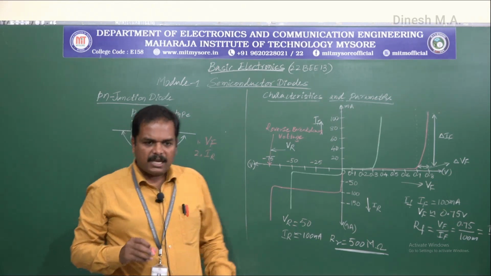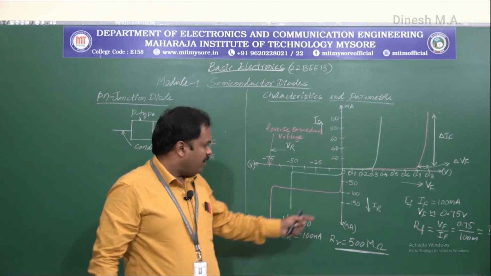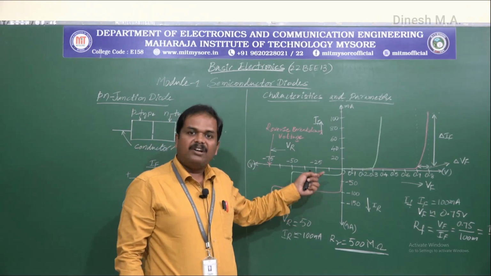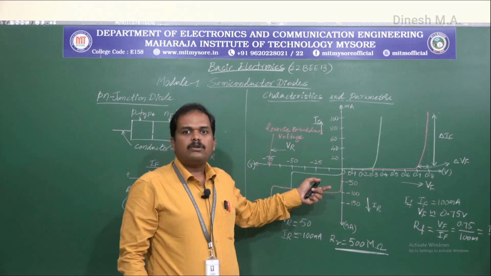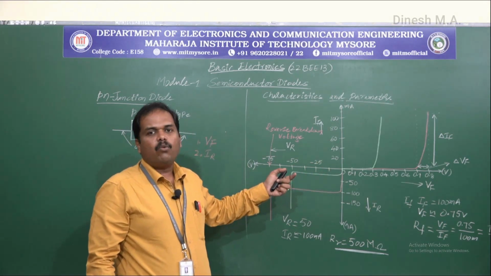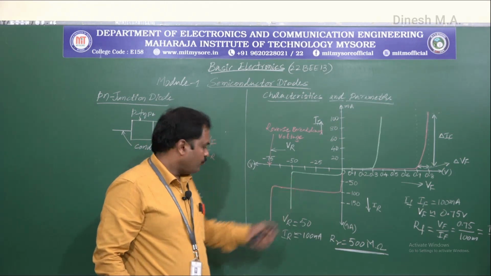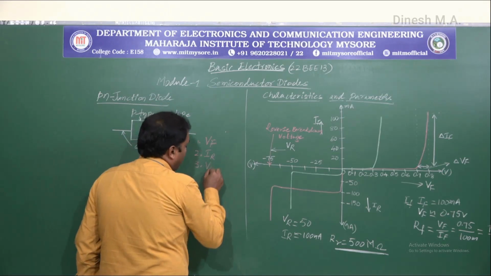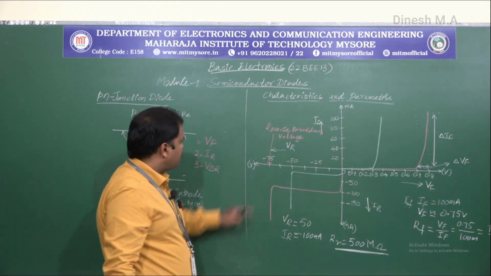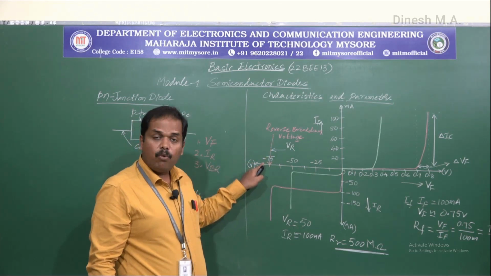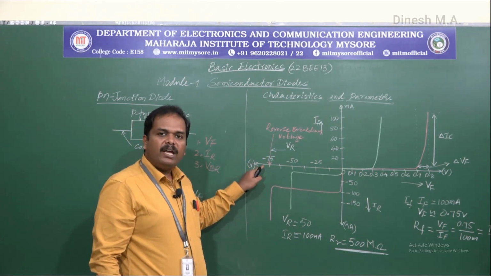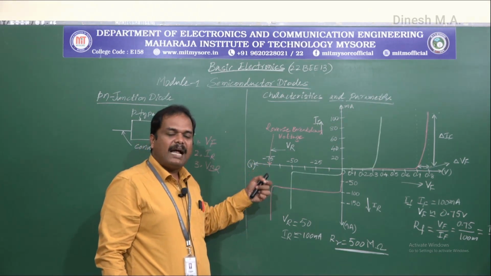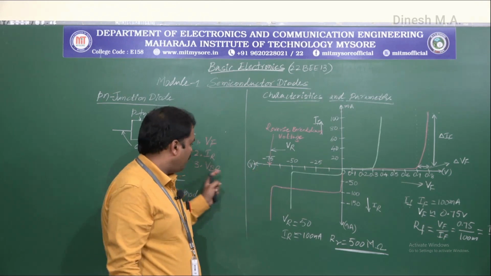Second one is IR. IR is the reverse saturation current. That is, when the diode is reverse biased, what is the current that is flowing through the junction? Typically it should be zero. So the reverse saturation current is what flows through the diode. And third one is VBR. VBR is the reverse breakdown voltage, the point where the diode junction breaks down. The reverse voltage at which the junction breaks down is what?